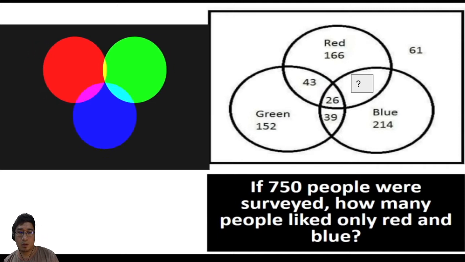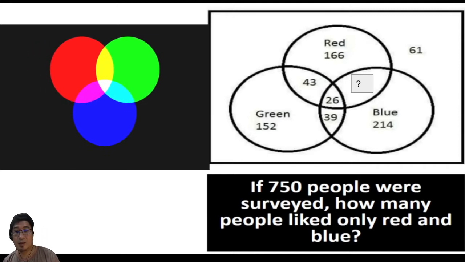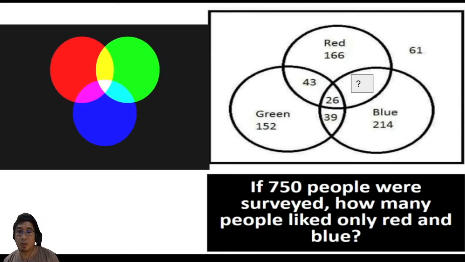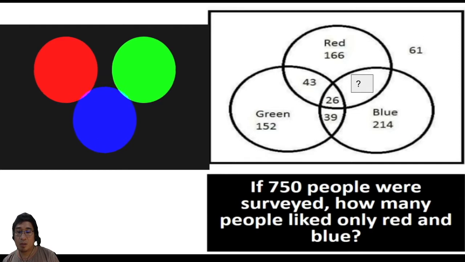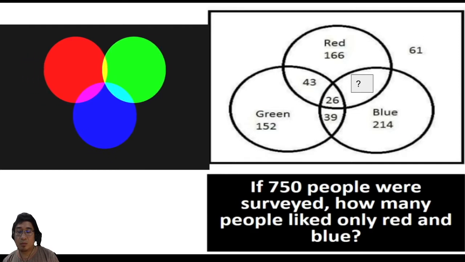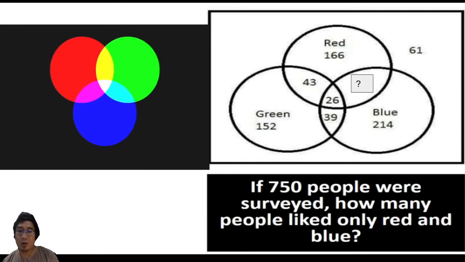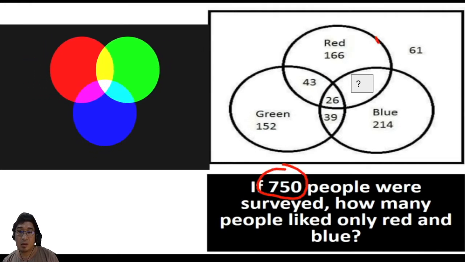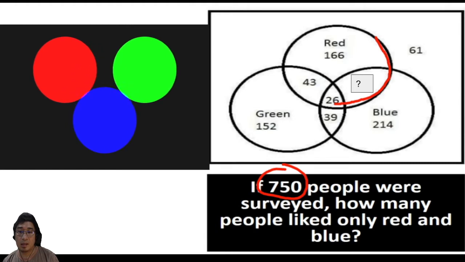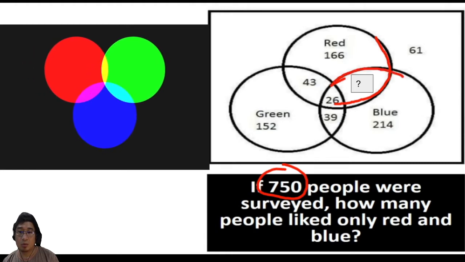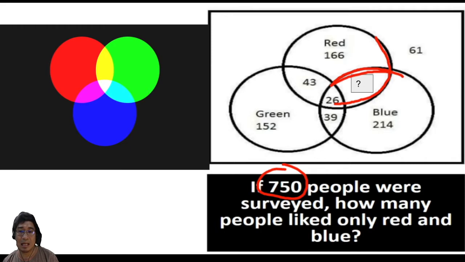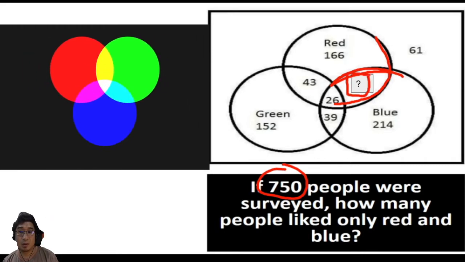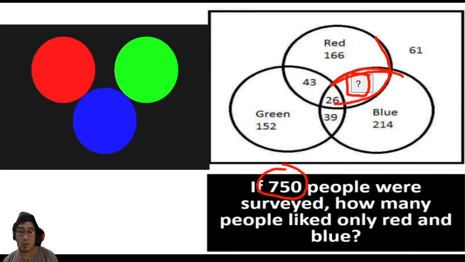Now, let's have another example for the three sets. In this slide, the question is, if 750 people were surveyed, how many people like only red and blue? So, ang tanong, ilan daw out of the 750 people ang may gusto sa red at saka sa blue? So, in this case, ang hinahanap natin is the empty set. Itong question mark na to. Ilan daw yan? So, ang ibig sabihin, red and blue.